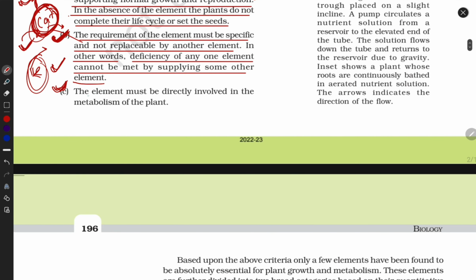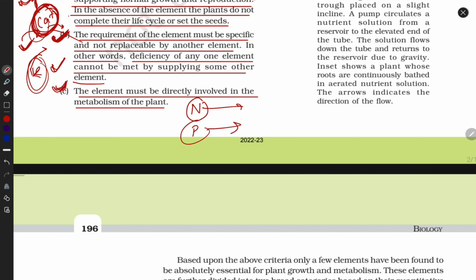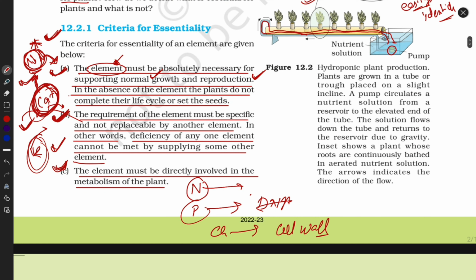The third condition: the element must be directly involved in the metabolism of the plant. Nitrogen is directly involved in nitrogen fixation. Phosphorus directly contributes to DNA formation. Calcium directly forms the cell wall. So if any element fulfills these three criteria, it will be included as an element that is essential for plants. That's all about it.